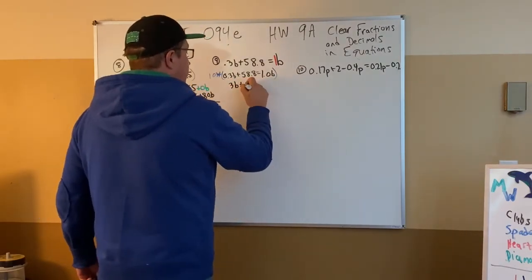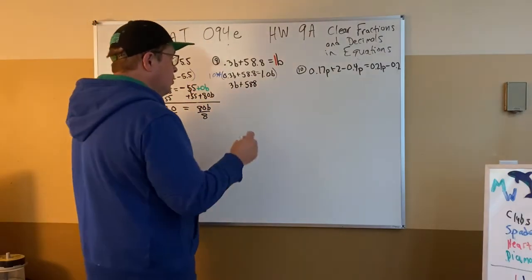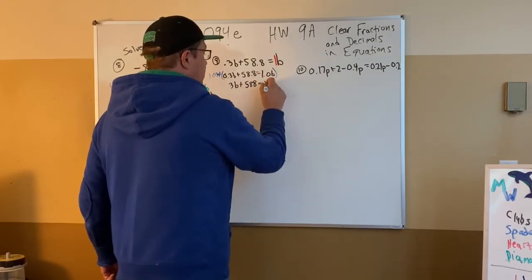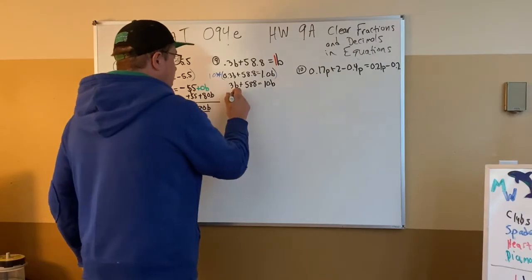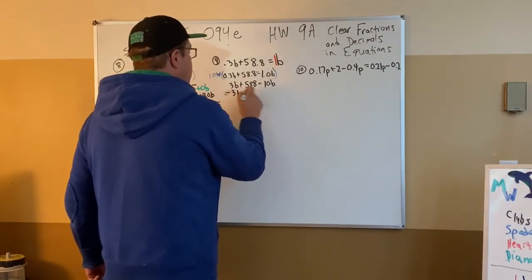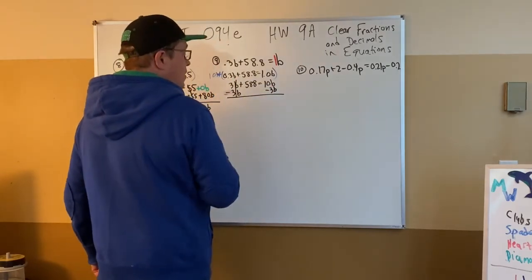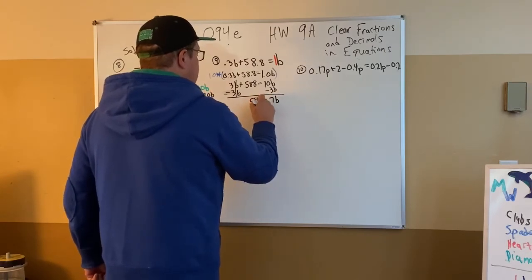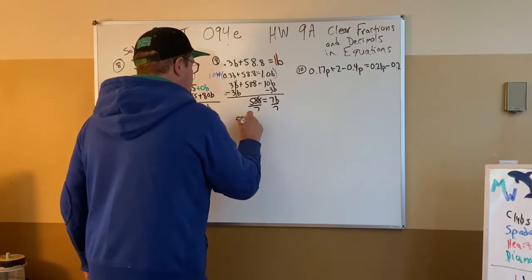58.8 times 10 will get me 588. The digits don't change, but the location of the decimal does when you multiply by powers of 10. And then 10 times 1 is going to get me 10B. I want to keep my 10B where it is, so I'm going to subtract 3B on each side, so then I get rid of the 3B and keep my positive 7B equals 588 divided by 7.